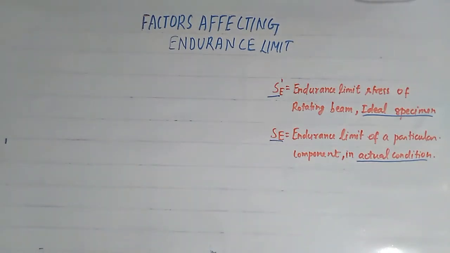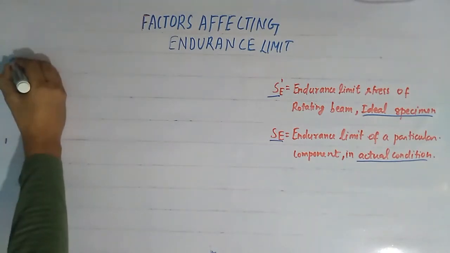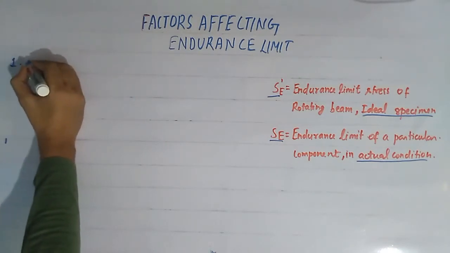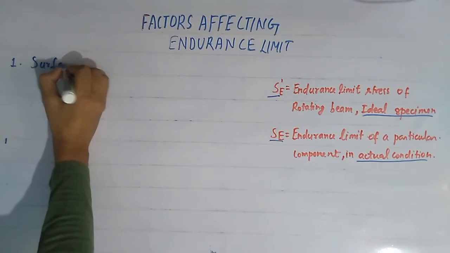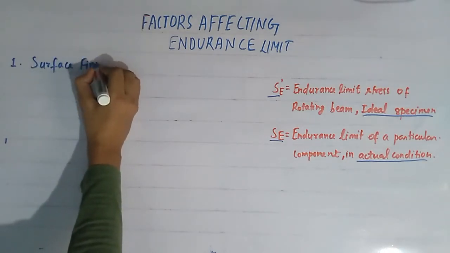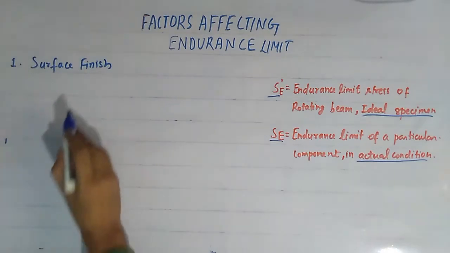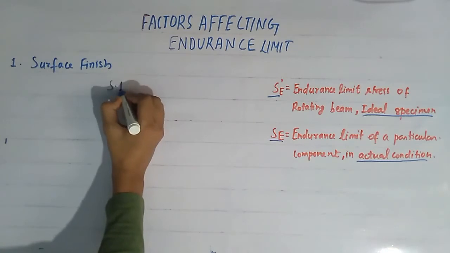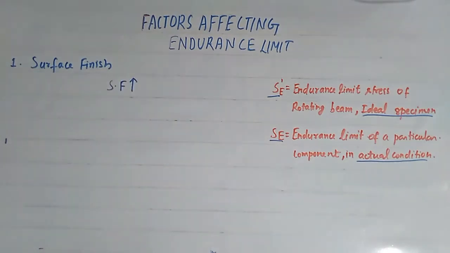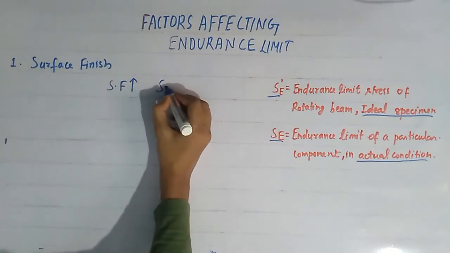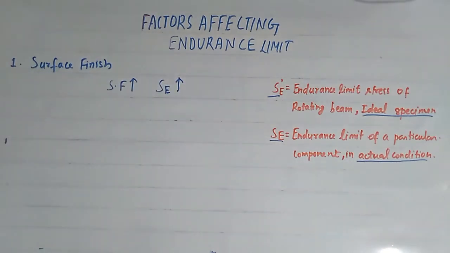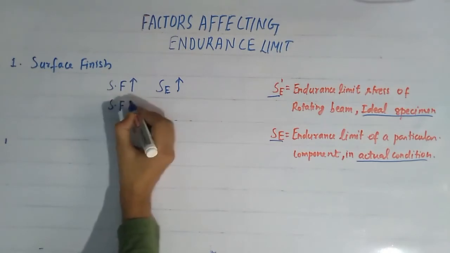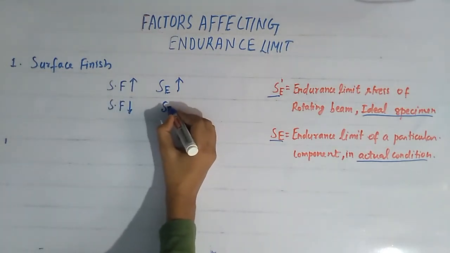Now we are going to discuss the factors which will affect our endurance limit. So first of all, the first factor is the surface finish. This is the first factor that affects the endurance limit of the component. When the surface finish increases, then the endurance limit also increases. And when the surface finish decreases, then the endurance limit also decreases.